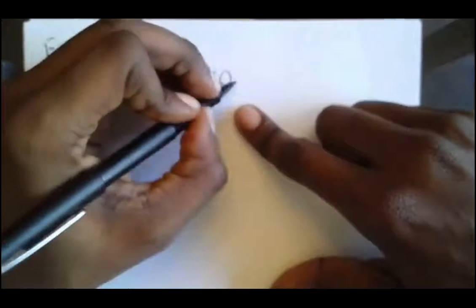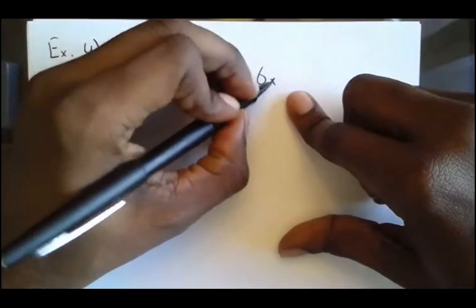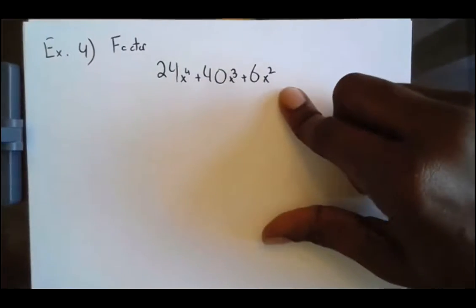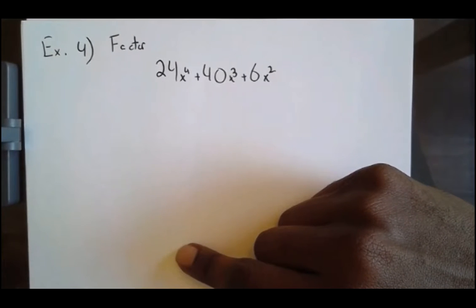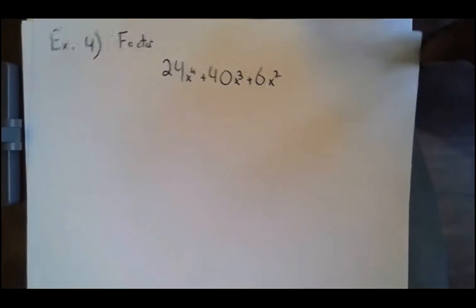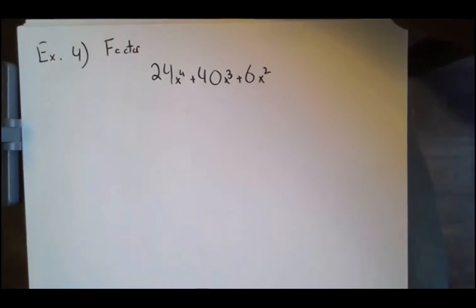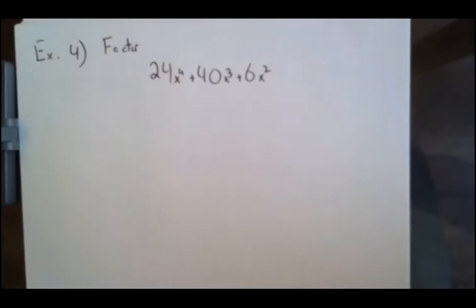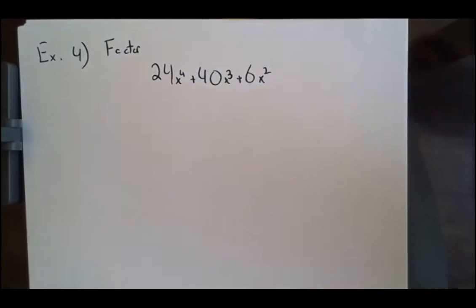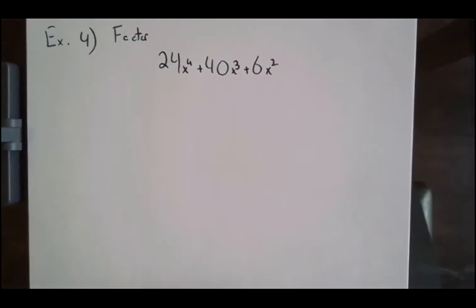24x^4 plus 40x^3 plus 6x^2. That's correct, India. You can do that. 20x^4 plus 4x^3 plus 6x^2. I'm waiting for Manuel to give a comment about this answer. Yes, Brendan, thank you.